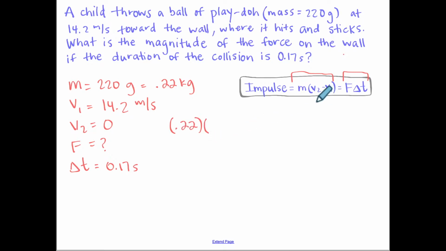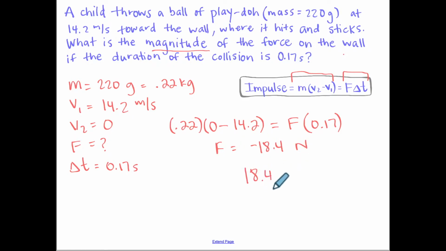0.22 times V2, which is 0, minus V1, which is 14.2, equals the force, which is what we're trying to find, times the time, which is 0.17. Now when we solve for that, we get a negative 18.4 newtons, but the question says what is the magnitude of the force, so we're not going to put the negative in when we put the answer in.